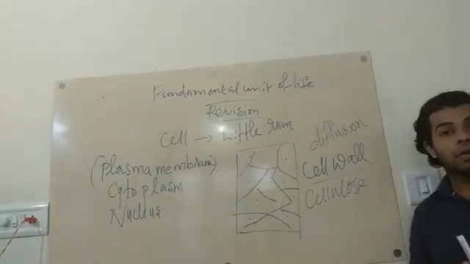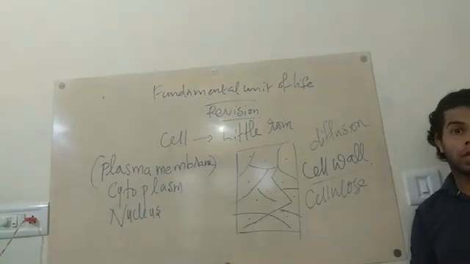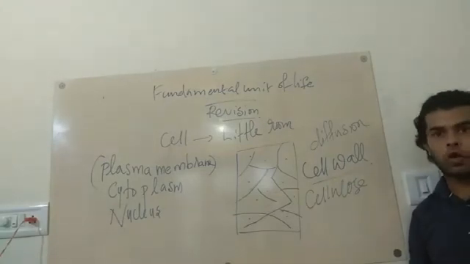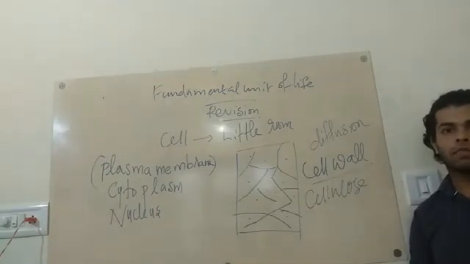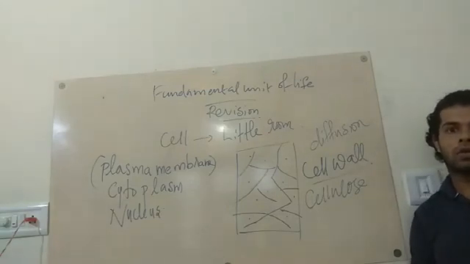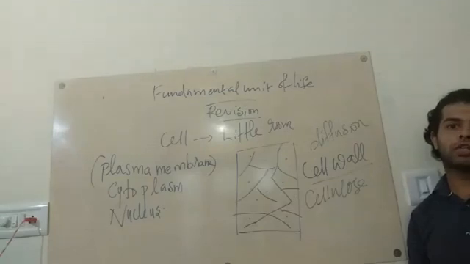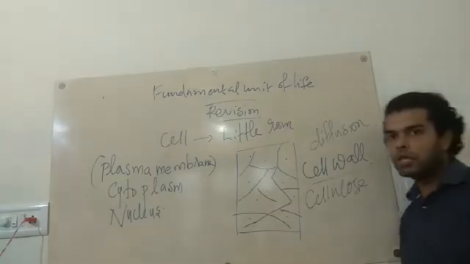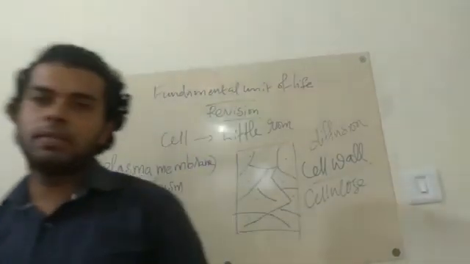Okay, so when a living plant cell loses water through osmosis, there is a shrinkage or contraction of the contents of the cell away from the cell wall. The phenomenon is known as plasmolysis. So in plasmolysis, the cell loses water through osmosis.